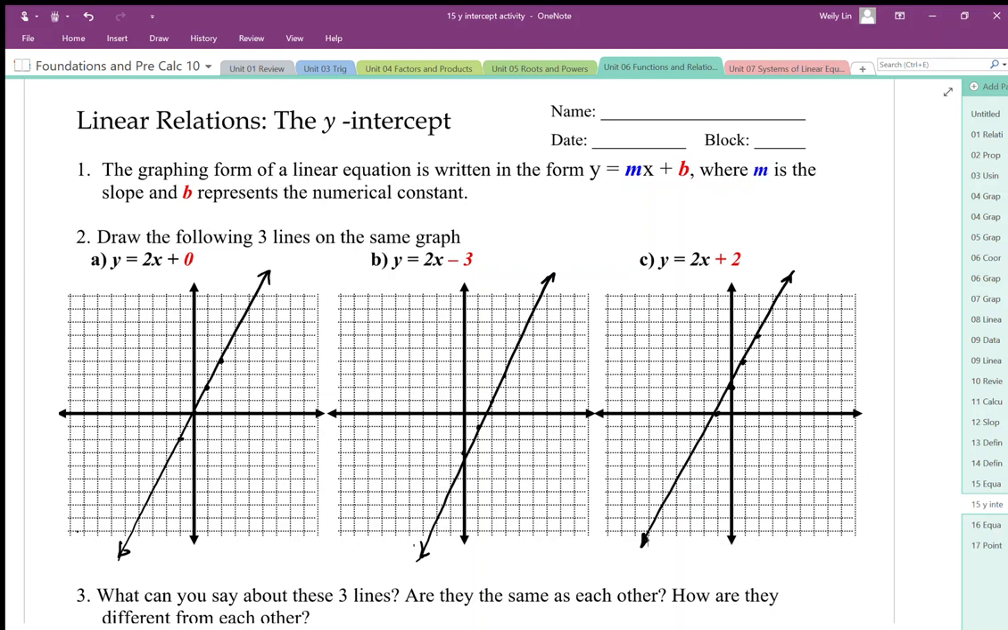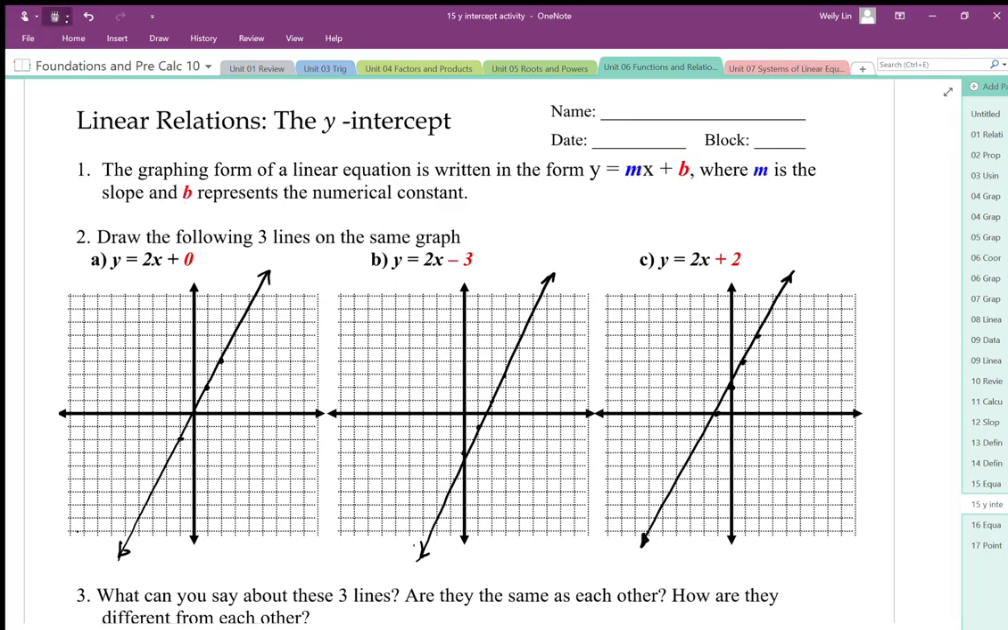What we're going to be looking for in this activity is how this numerical constant b affects the graph. We want to see what happens when we put it into this form, y equals m times x plus b, where m is our multiplier and represents the slope of the graph. And b then represents a numerical constant. So we want to see how that numerical constant fits in.